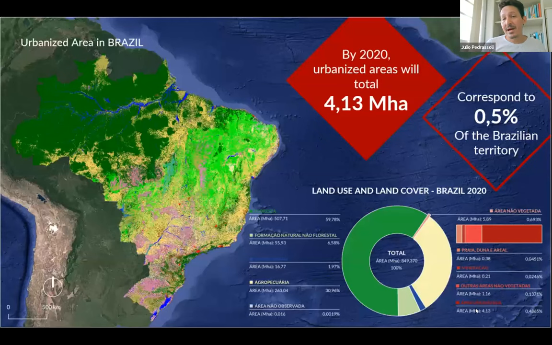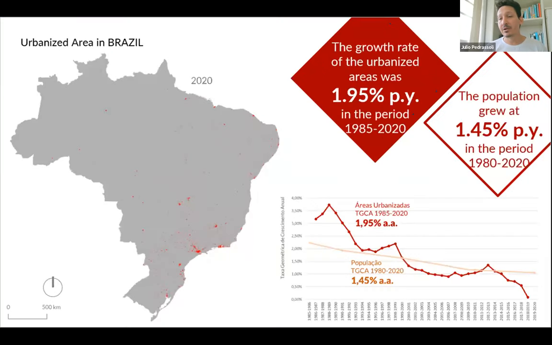What's cool about it is that the data allows us to understand a little bit of the Brazilian urbanization process in space and time over the last 4 decades. For example, urbanized areas in Brazil occupy approximately 0.5% of the whole Brazilian territory, but this is just half of the area occupied by sugarcane plantations. Of course, Brazil is huge, so 0.5% of this enormous area is a lot, but it's half of the sugarcane, for example. And in general, we can see that the urbanized area grew at an average rate higher than the population in Brazil. So urban areas in Brazil are still spreading out, as you can see here. The urban sprawl is quite huge.